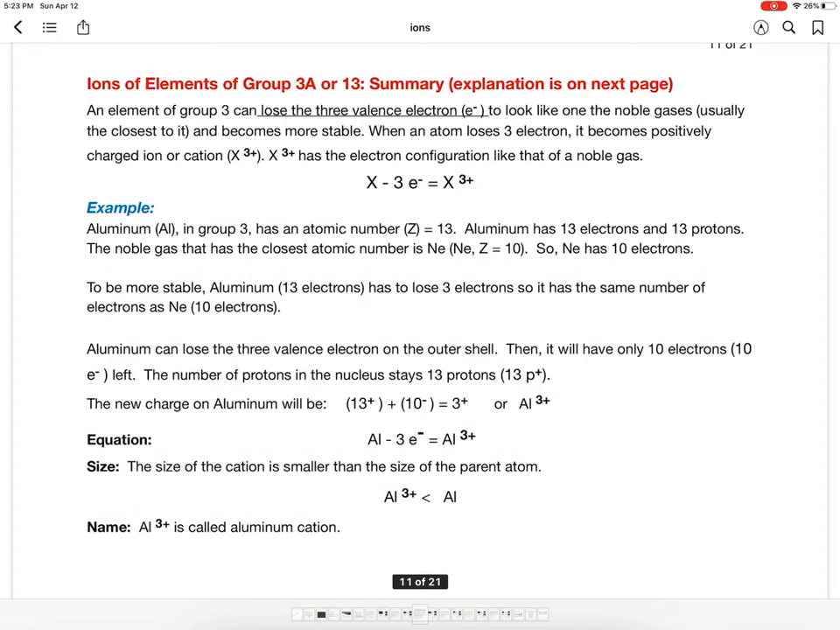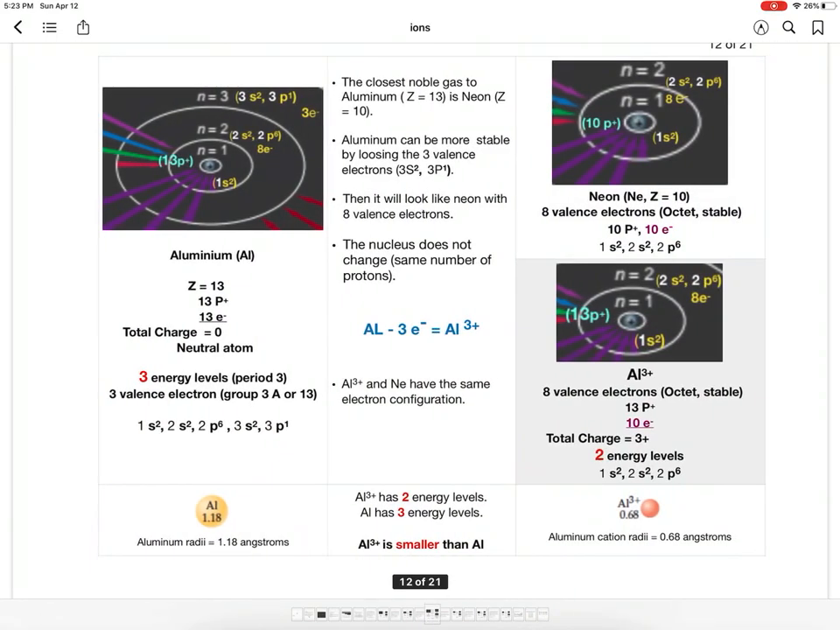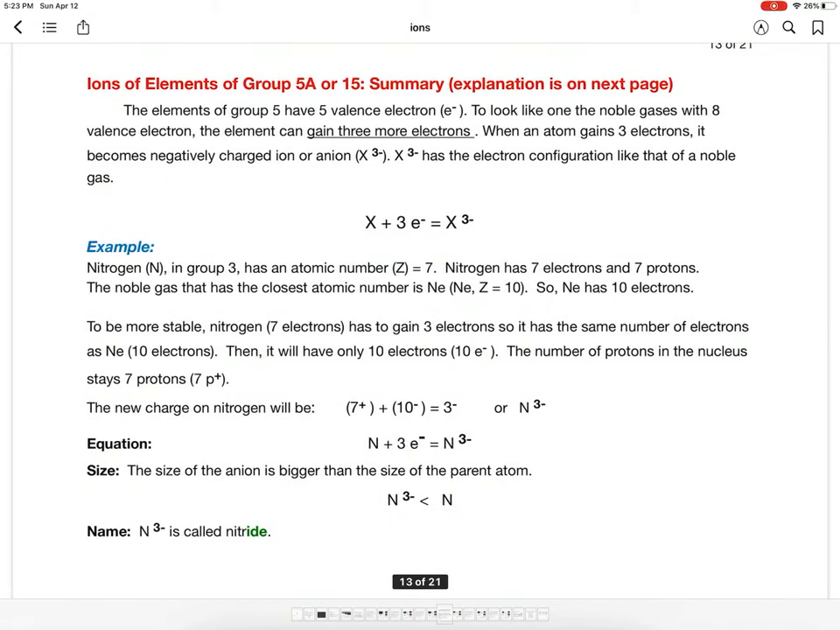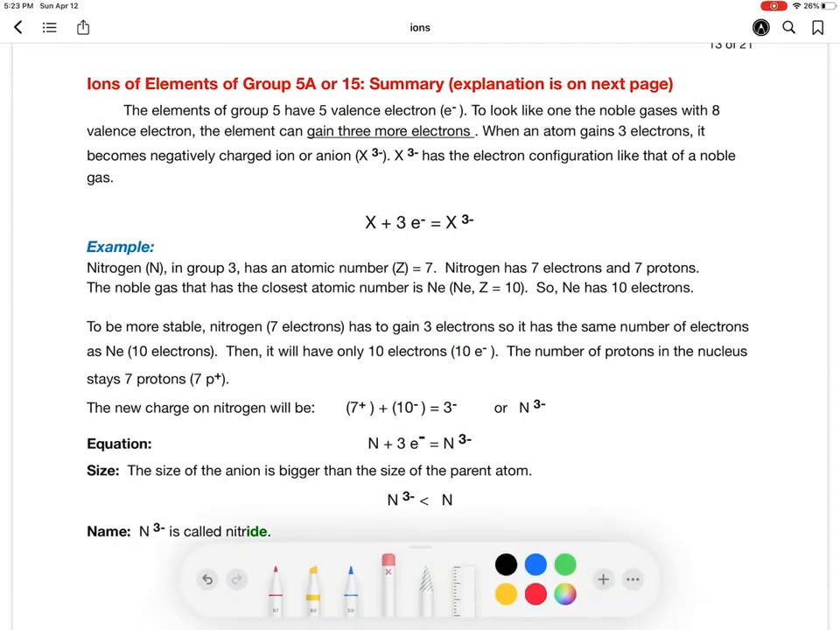Group 3 lose 3 electrons, 3 plus, and this is aluminum as an example. Now we get to group 5. It's a little bit different because the elements of group 5 have 5 electrons on the outer shell. They need to have 8 electrons, so an easy way to do this is to gain 3. Instead of losing all 5, they can gain 3 and have 8 electrons on the outer shell, or octet.